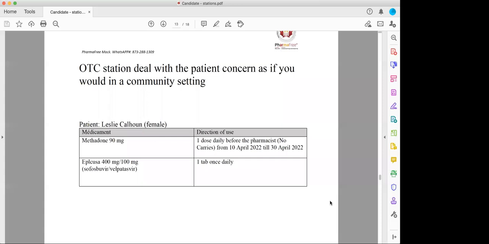Yeah, fine with it. Don't tell me to take it with Epclusa. It's fine. No, because it's not fine. PPI should be taken before food, not with food. Okay. Right? Yes, perfect.